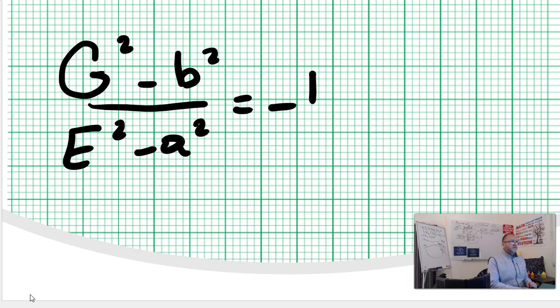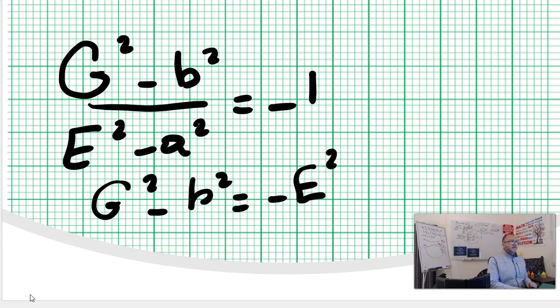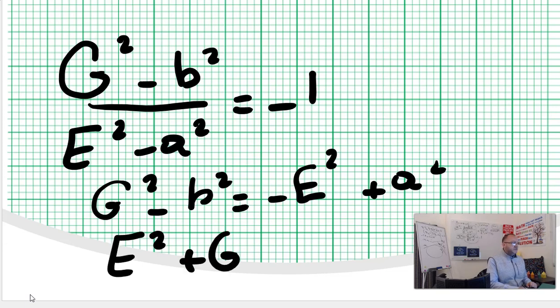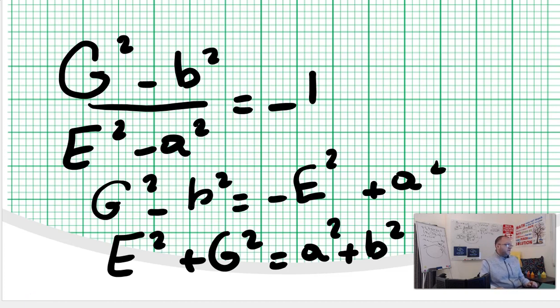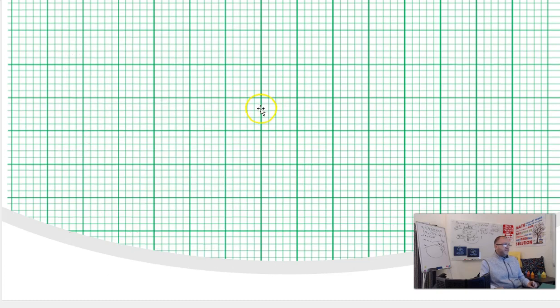So if I do my cross multiplication, I get G squared minus B squared equals minus E squared plus A squared. If I move the E squared plus G squared to this side, I get, oh, look at that, A squared plus B squared. What are E and G? The coordinates of this point P, the coordinates of all those loci or set of points that are going to form the director circle.